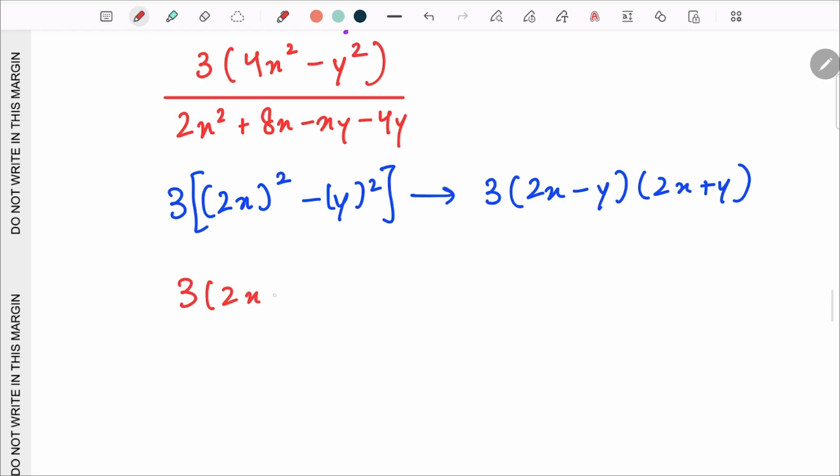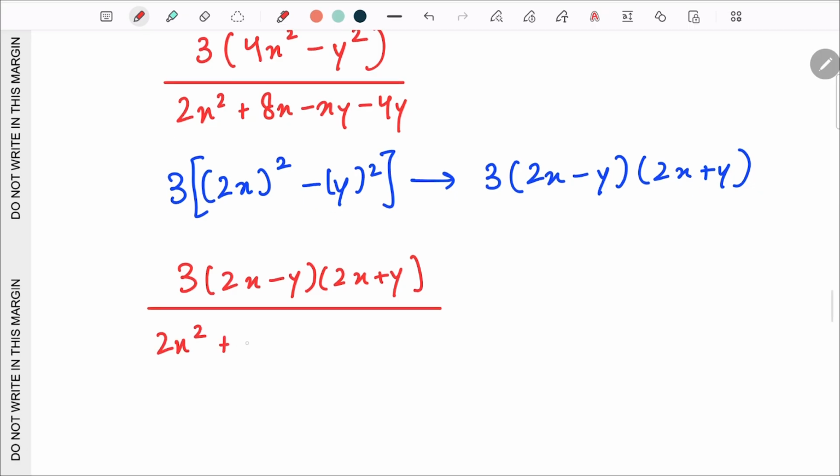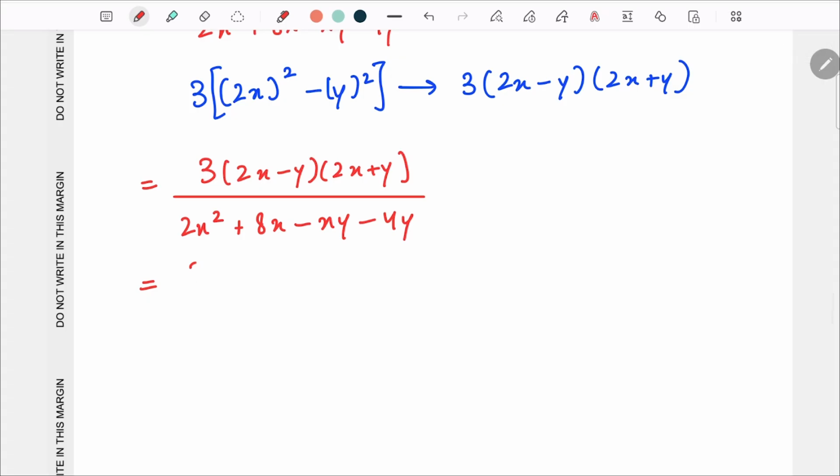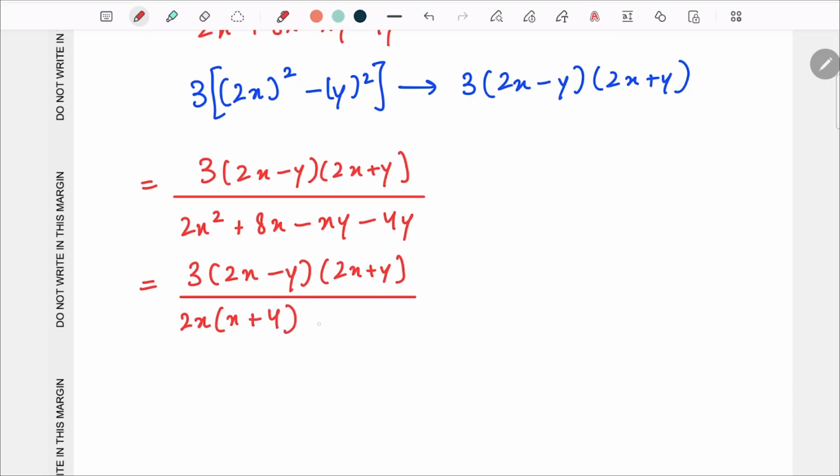Now I'm going to simplify this. 3 bracket 2x minus y bracket 2x plus y, and the denominator is basically 2x square plus 8x minus xy minus 4y. In the denominator, I'll basically simplify by taking common. So first I'm going to copy the numerator as it is. And then in the denominator, I can take 2x common. So 2x bracket x plus 4, since 2 into 4 is 8. Then minus common, and then I'm going to take y. So it becomes x plus 4.